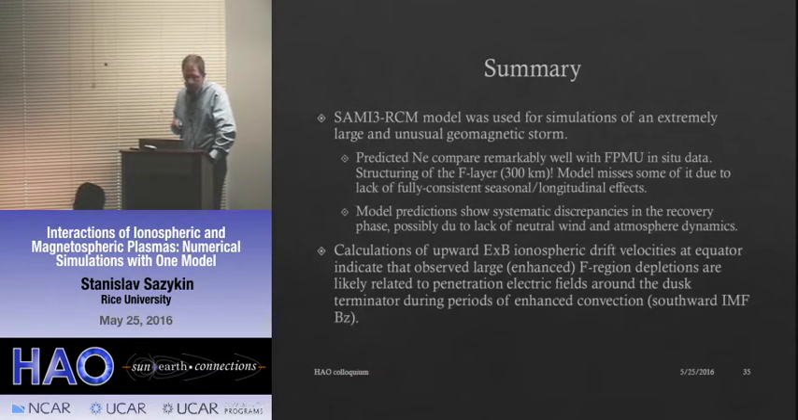Regarding the depletions, the model cannot produce them, but these seem to be explained by the periods of southward MFBZ enhanced convection that lifts the layer around the sunset terminator. And then when the spacecraft comes in at the right time, it observes these depletions. So essentially what I'm saying here is that penetration electric field favors generation of these instabilities around the sunset. So I think that's all I will say.